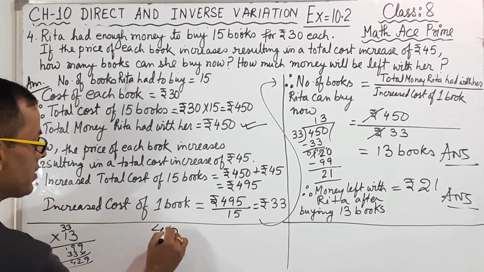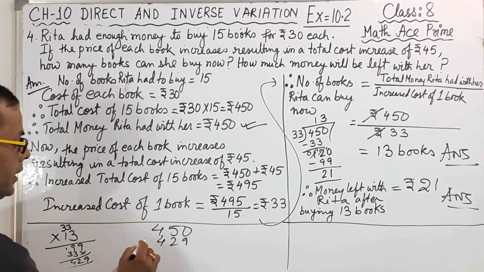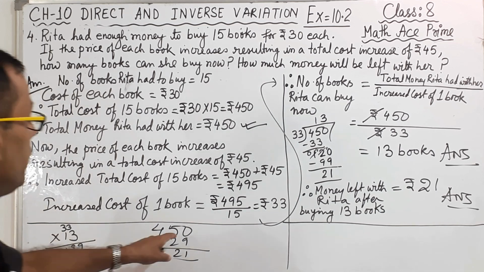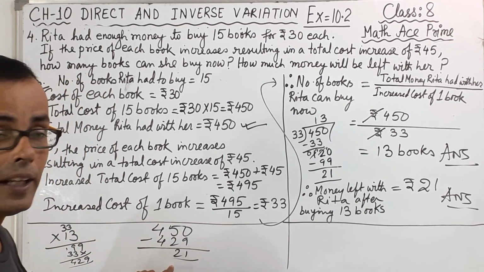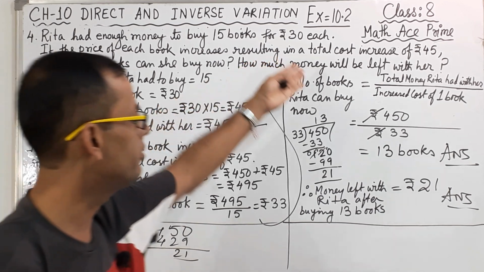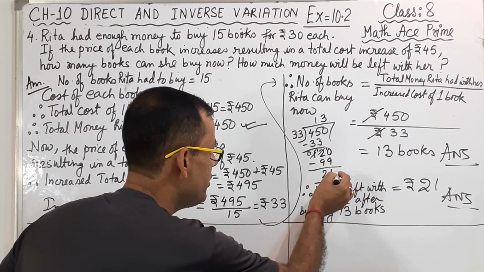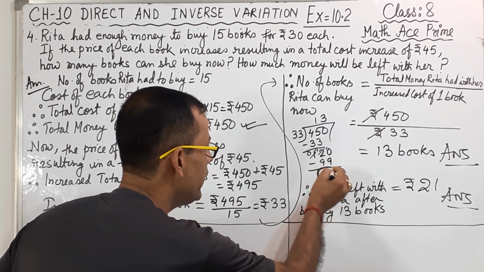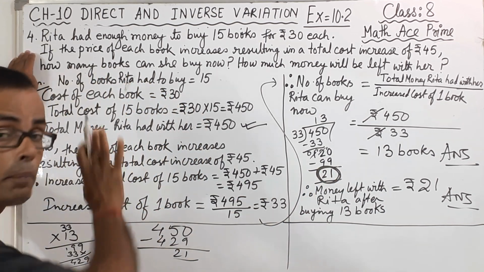So, Rita has 450 rupees. So, she bought books worth 429 rupees. So how much is left? 21 rupees. So, Rita has money left with her, what is it? 21. Like this also you can find out. But no need, you can find out in this way only. Which is the remainder. That's why I told you this division is very important. The remainder is only the money left with Rita. Clear? So nicely practice this sum.